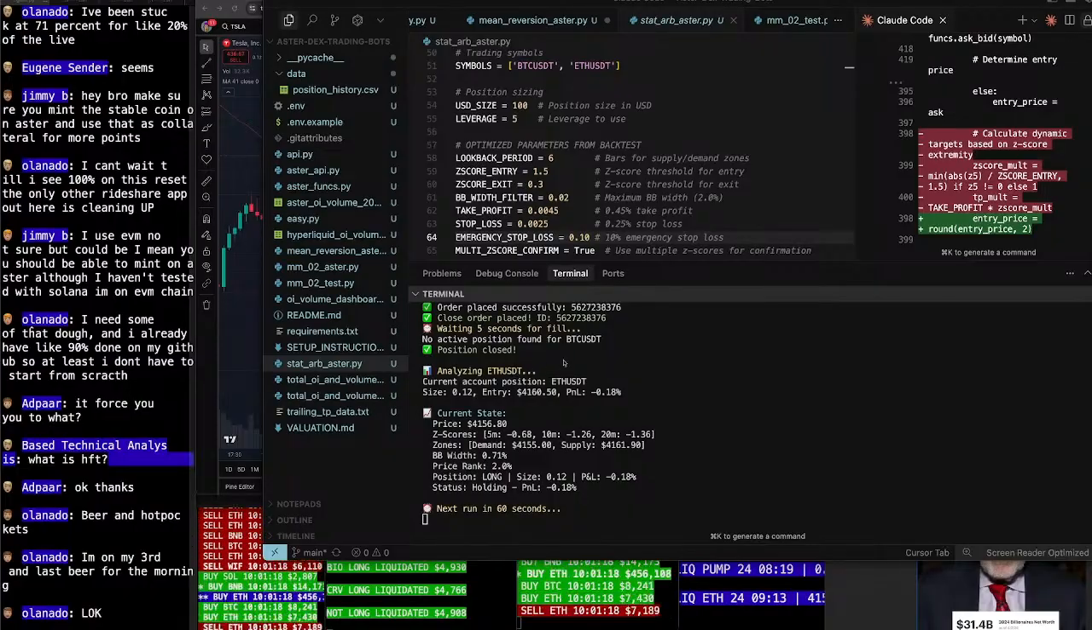Oh man, I love bots though, dude. This is just so much less stress than the other one. That was crazy. Easy.py is slick, but you gotta think about the entries and exits.